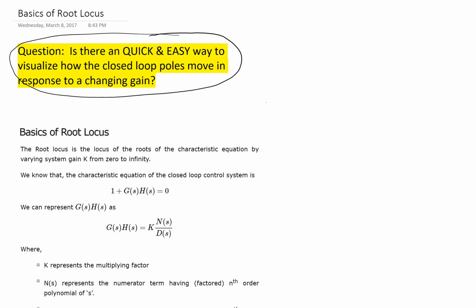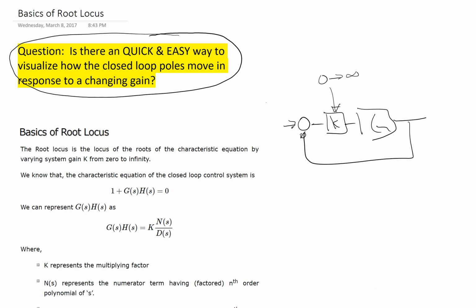The question is, can we find a quick and easy way to visualize how the closed loop poles move in response to a changing gain? If we've got a simple system here with a gain and then a system, and we put a feedback loop on it, what happens when we change this gain and it goes from 0 to infinity? How does the response of the system change? Where do the closed loop poles move as we do this? Where are they going to end up in the S-plane?